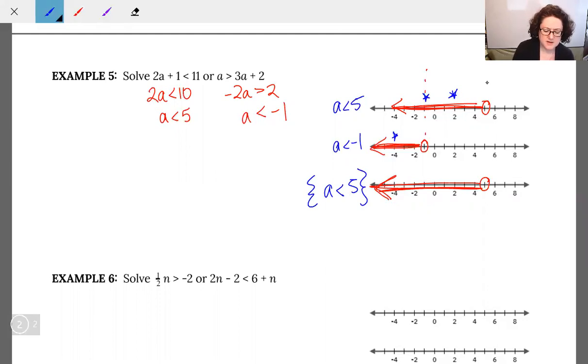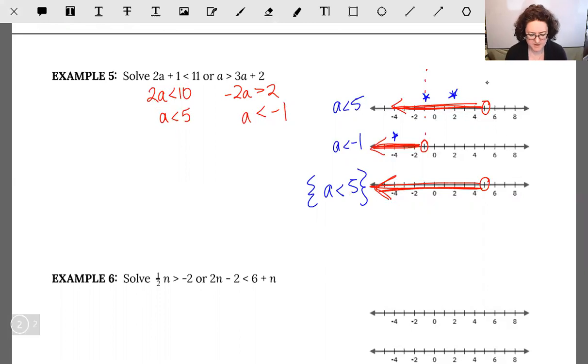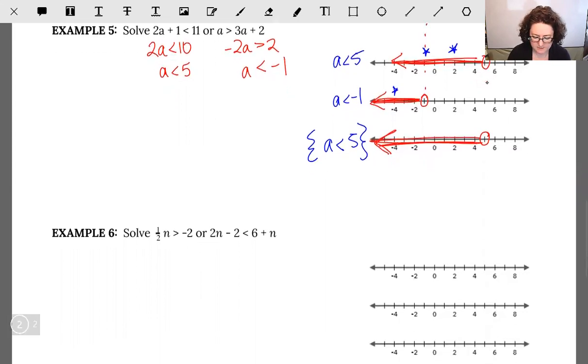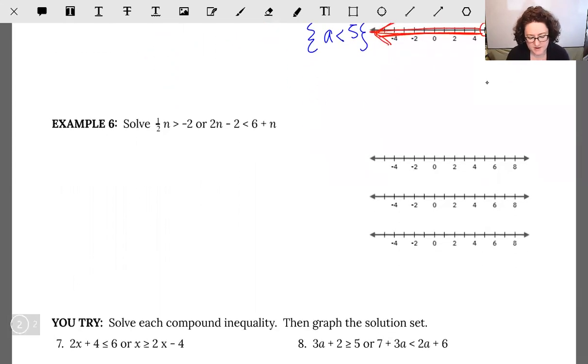All right, let's try the next one. Okay, so same thing, 2 separate inequalities, 2 separate solvings. Okay, here we go. So 1/2 n is greater than -2, or 2n minus 2 is less than 6 plus n. So again, I'm going to go ahead and clear out my fraction. Let's multiply both sides by 2. So we're just going to have n is greater than -4. Okay, on the right-hand side, again, doesn't really matter where you move your n's. I'm going to go ahead and subtract an n from both sides. And then I'll have to add 2 to get that n by itself.